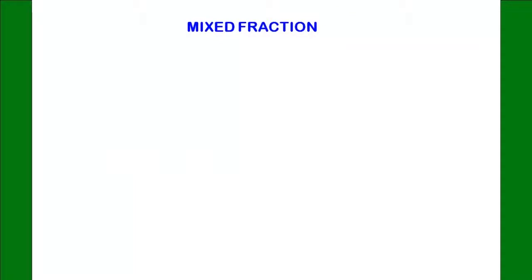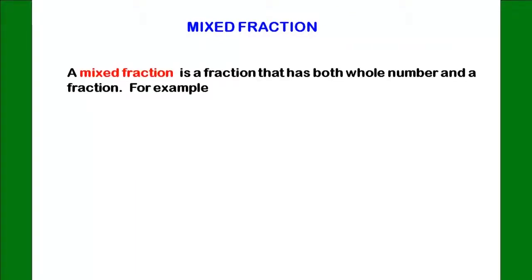Mixed fraction or mixed number. A mixed fraction or mixed number is a fraction that has both whole number and a fraction. For example, 9 whole number 5/7. 9 is the whole number, 5 is the numerator, and 7 is the denominator. Another example is 1 whole number 3/5. 1 is the whole number, 3 is the numerator, and 5 is the denominator.